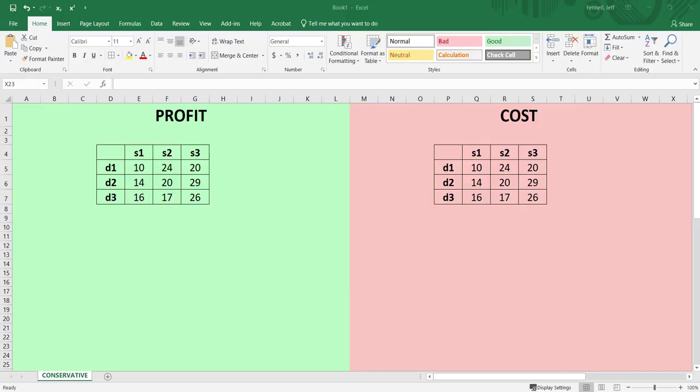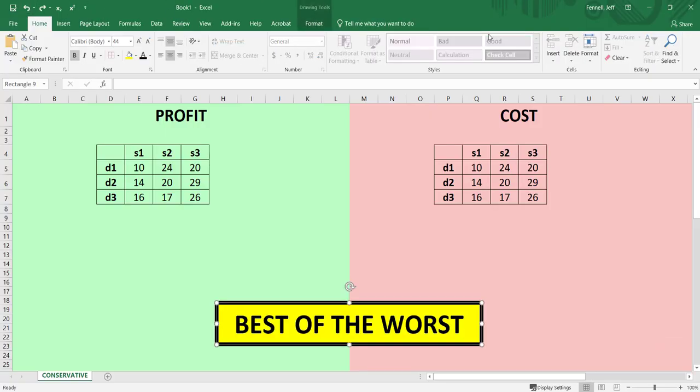Now, when we use the optimistic approach, we thought of that as the best of the best. Everything was going to go fantastic. So with this approach, we're a little more risk averse, we're a little more hesitant, and we want to look at the worst thing that can happen and then choose the best possible alternative out of those potential worst alternatives. So we can think of this option as the best of the worst approach.